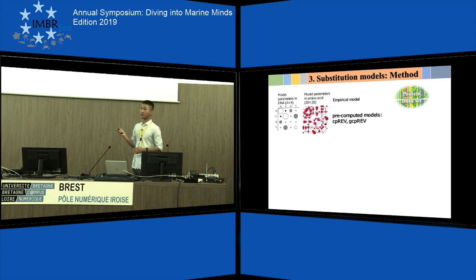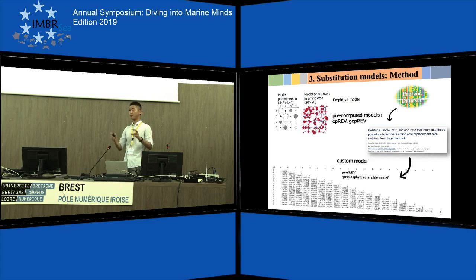CPREV and GCPREV are particular for chloroplast, which means CP. But I want a model that is more specific for the prasinophyte group. So I used FastMG to produce my custom model, and I call it prasREV, prasinophyte reversible model. For comparison, the pre-computed models and the custom models were analyzed by the maximum likelihood method.